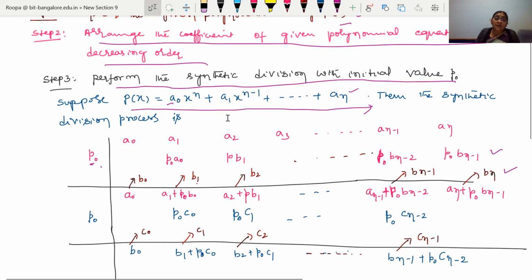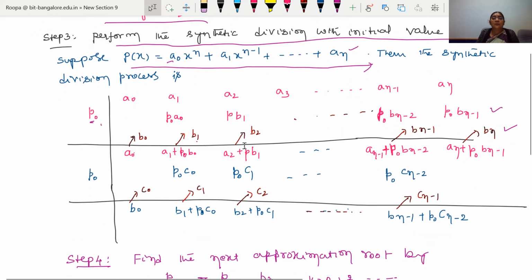Up to bn. That is not sufficient; I also have to find c0, c1, c2, etc. Again I have to do the synthetic division method once more, now on b0 through bn. What we did to get b0, b1, b2, b3, the same thing we do, and we get new constants c0, c1, c2, etc. Suppose you stop at bn, where the polynomial has degree n; we have to stop c at c(n-1), since we don't want cn.